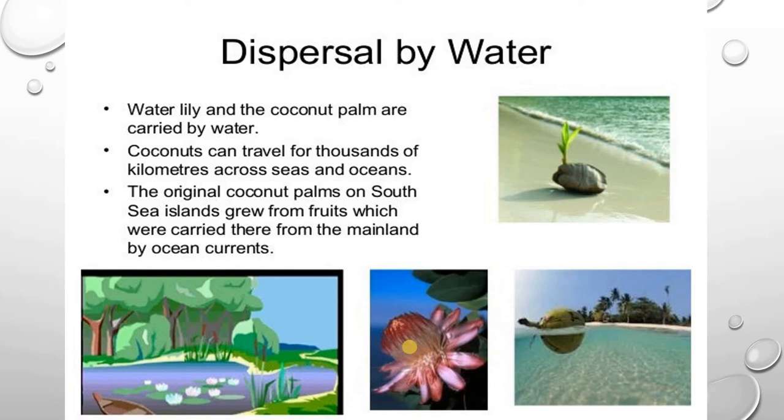Now coconut fruits floating in sea water are carried hundreds of kilometers away by the sea current to parts of land. And it is due to the dispersal of coconut fruits by seawater that the coconut tree grows in all the coastal areas.